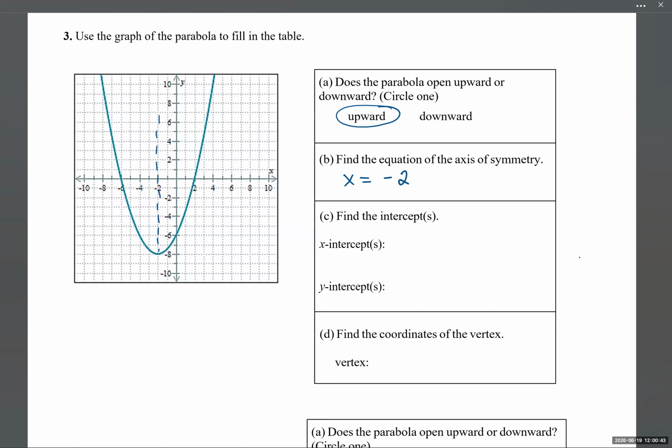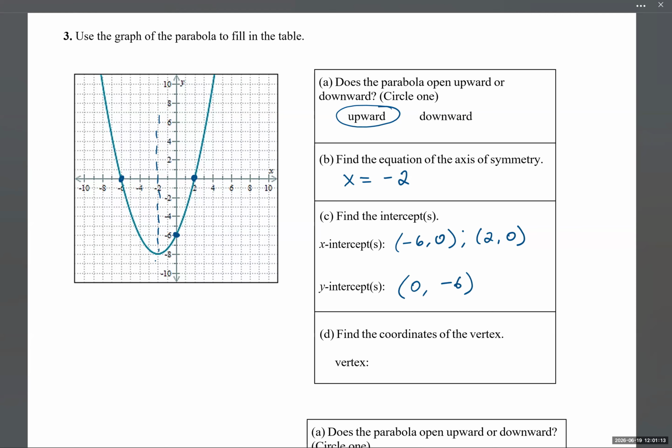Find the intercepts. The x-intercepts, that's where the graph crosses the x-axis. That's here and here. We're going to do them as points. So -6, 0. And there's another one at 2, 0. The y-intercept is where the graph crosses the y-axis. That's right here. There cannot be more than one. And also as a coordinate pair or as a point, 0 on x, -6 on the y.